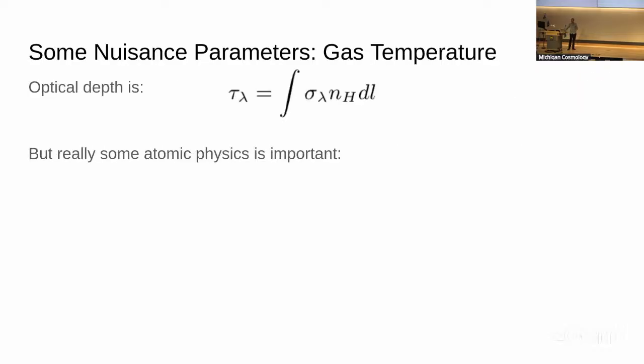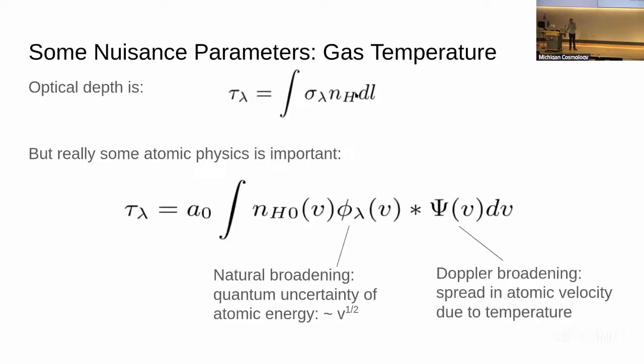Good, okay. The other thing you have to care about is the gas temperature, right? So the gas is tracing the dark matter, except that the gas has some thermal broadening, right? The gas is moving with respect to the dark matter because of its temperature. So I wrote down this equation for the optical depth. This was a simplification. The real equation looks like this.